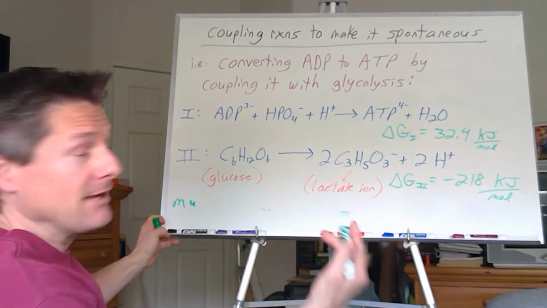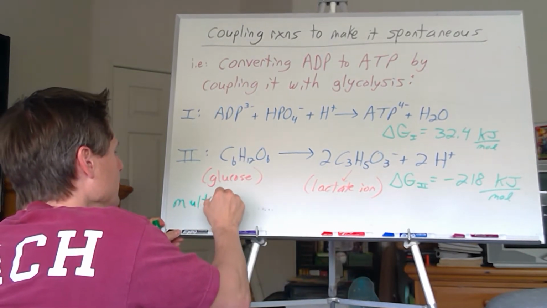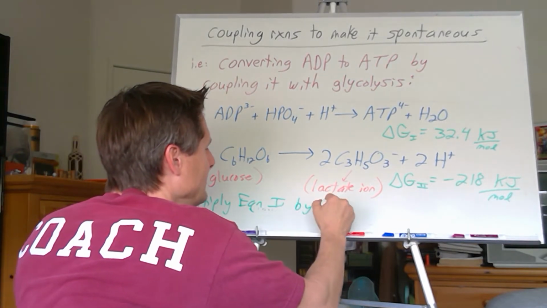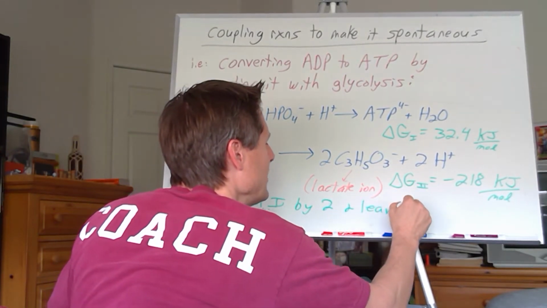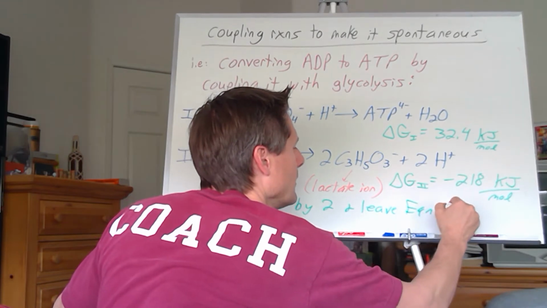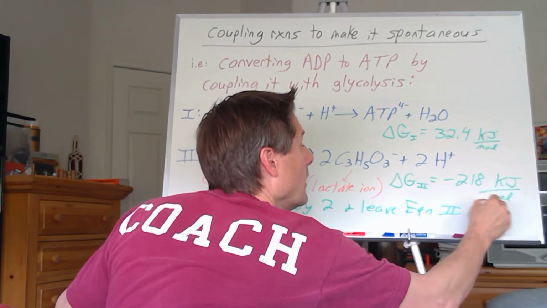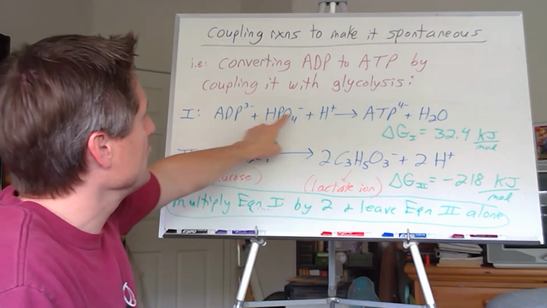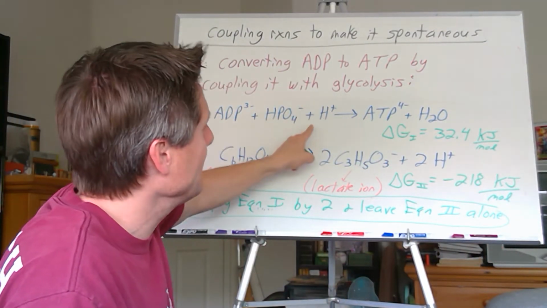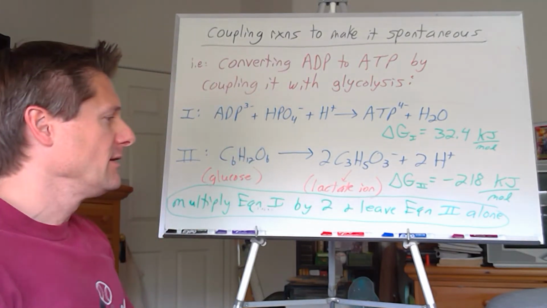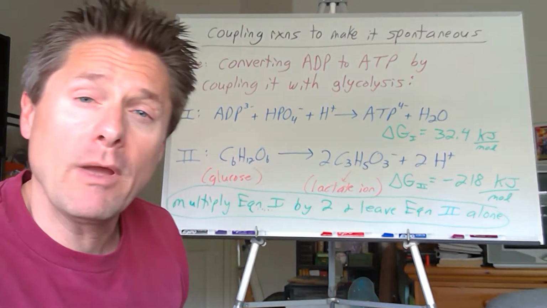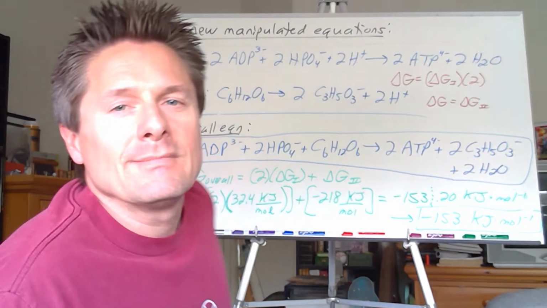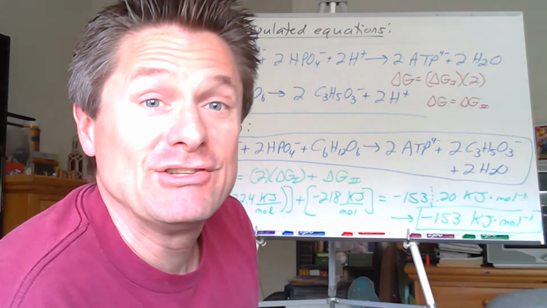So we're manipulating, right? So multiply equation 1 by 2 and leave equation 2 alone. So we'll end up having 2 here, 2 here, 2 here, 2 here, 2 here. That 2 is going to cancel out that 2. And we'll be good to go. Go ahead and do that for me and calculate the overall delta G. All right, let's polish this baby off. Did you get what I got?